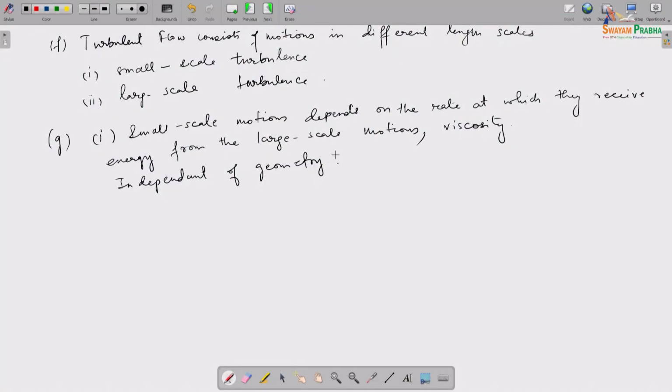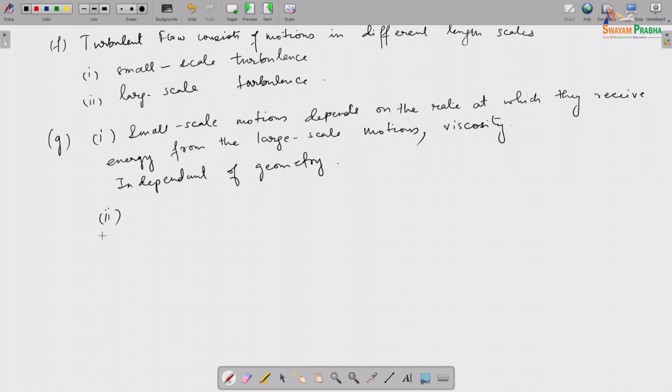And maybe that energy is small enough, so then there will be a motion on a small scale. So the way to understand what I've just written is that the small scale motion depends on the rate at which they receive energy from the large scale, and of course the viscosity, and it is independent of the geometry. It doesn't depend on the geometry. Okay.